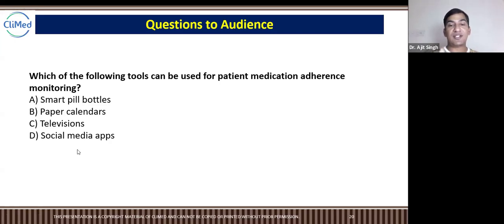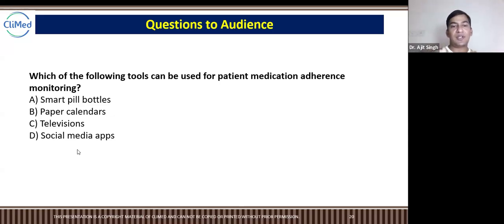Yes, people, fast. A. Now, my question to all of you is, what is a smart pill bottle? Is it a bottle or is it a box or what? Inserting a microchip in the bottle to monitor. Inserting a microchip in the entire bottle.